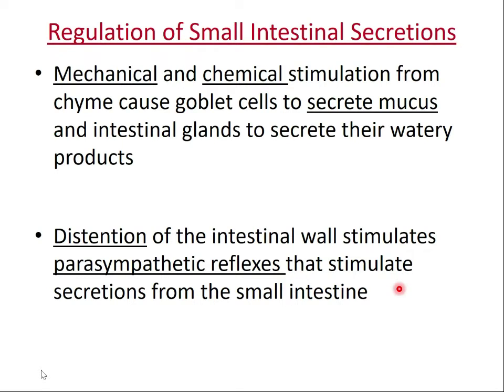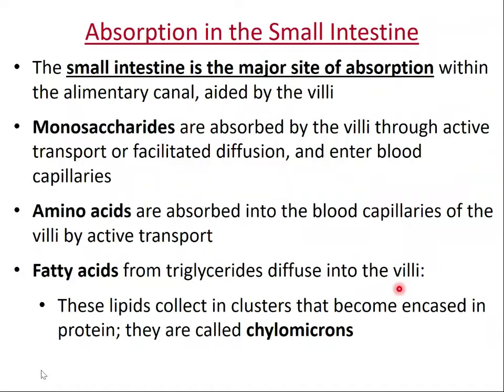So again, remember the different digestive enzymes that are being secreted and produced in the different components. We started to see some in the mouth, then in the stomach, then also by the pancreas, which secretes into the duodenum, and now we see there are digestive enzyme secretions produced even in the small intestine. So let's talk a little bit about the absorption in the small intestine.